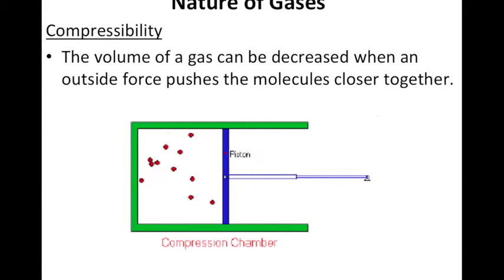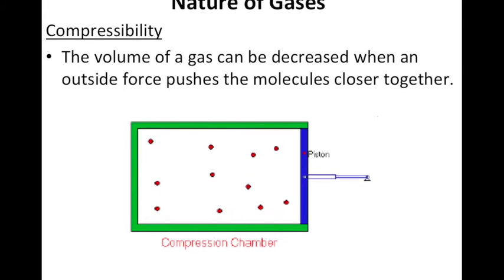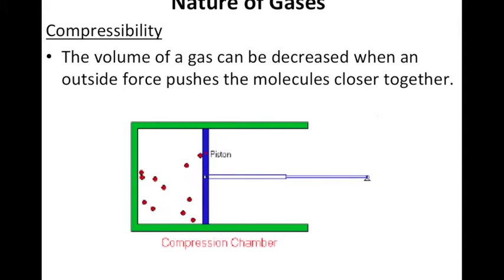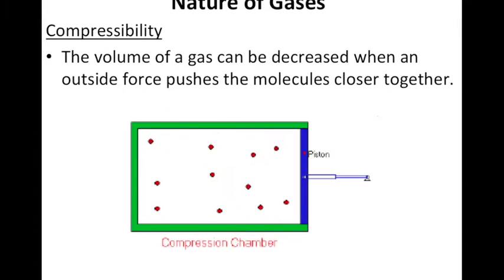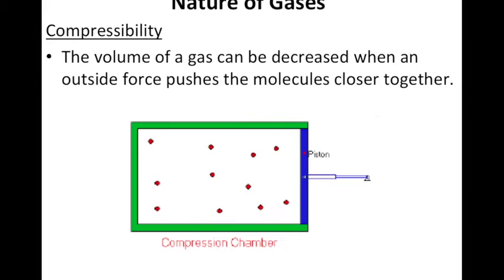So you can see we have this piston and it's compressing the gas particles into a smaller area. Because most of a gas's general area naturally is empty space, and they're very spread out, we can compress them into a smaller amount of space. So gases are very, very compressible.